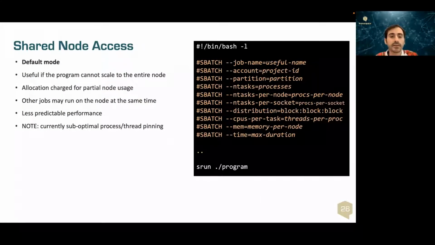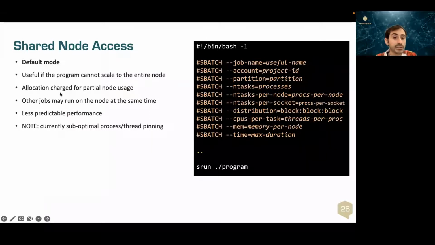Okay, now let's talk about options relating to the access mode for the node. In module 7 on the accounting model and compute allocation, we mentioned that compute nodes on Cetonix can be either used as a whole, but a fractional use of a node is also allowed. And this is what shared node access is about. This is the default mode. It is useful if the program cannot scale to use the entire node, all of the 128 cores of the node. In this case, the allocation is just charged for the partial node usage, taking a proportion, as we mentioned in module 7.